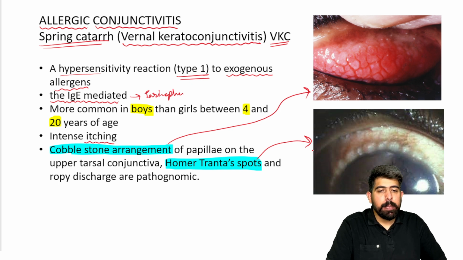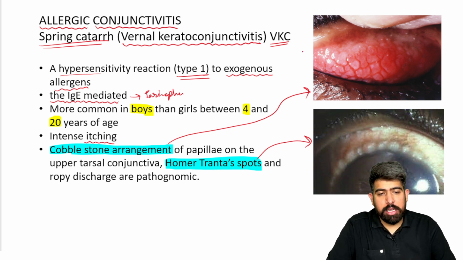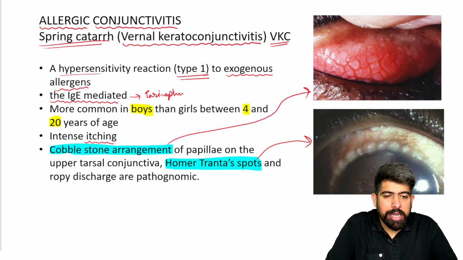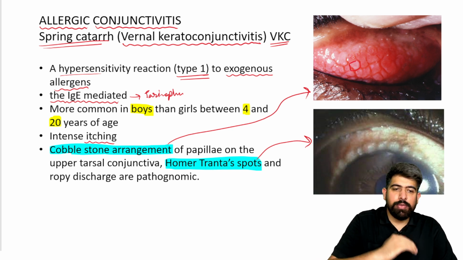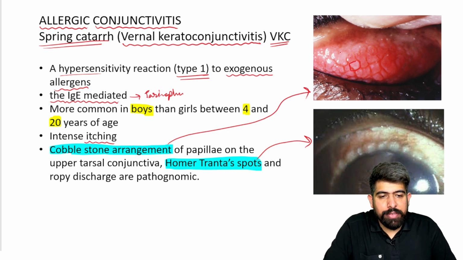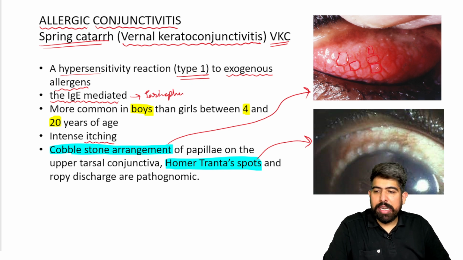Please understand the thing. Due to this, it is the allergy type of conjunctivitis. The palpebral conjunctiva on the tarsal, meaning on the upper eyelid, will get flat-topped elevations. It is getting flat from the surface. These flat-topped elevations are known as your cobblestone appearance.